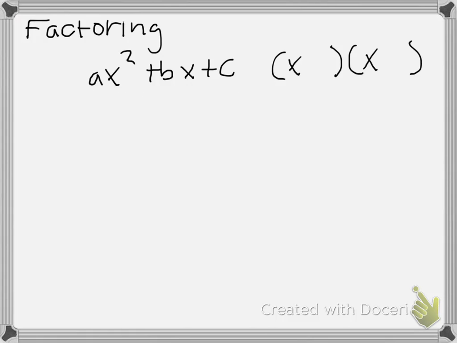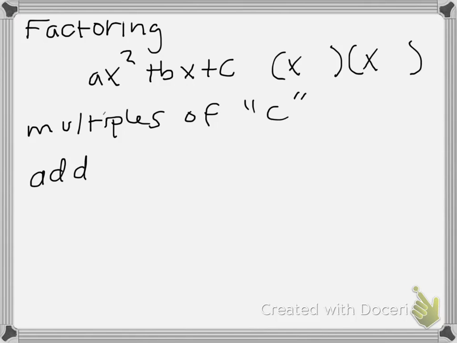So, the rule of factoring that you need to know is you need to find multiples of c that add to become b. Now that may sound a little confusing right now, but as soon as you see an actual problem, I think it will get easier. So just focus on multiples of c that add up to become b. So let's see an actual equation.